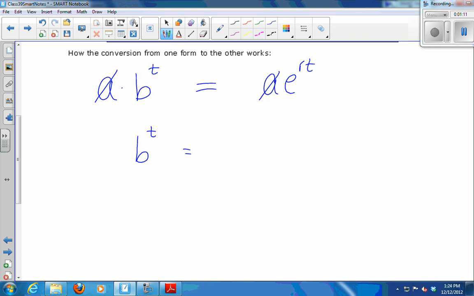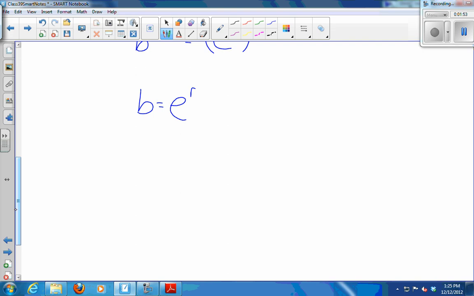I'm going to do a little trick on the right-hand side here. I'm going to rewrite e to the rt as e to the r, all to the t, taking advantage of the rule of exponents that says when you raise a power to a power, you multiply the exponents. So if b to the t has to equal e to the r to the t, what two things have to be equal here? b has to equal e to the r. The two bases have to be the same. This is how you convert from one form to the other.